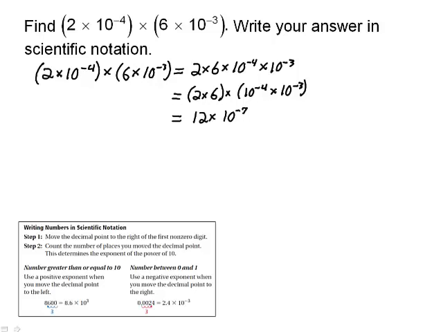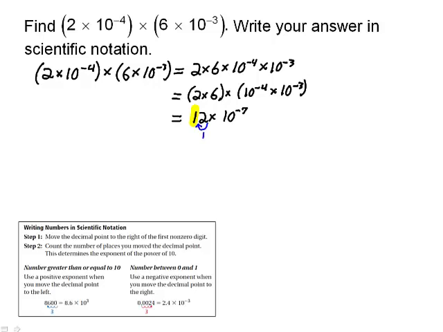For a number between 0 and 1, you use a negative exponent when you move the decimal point to the right. So, we need to move the decimal point to the right of the first non-zero digit, which in this case is the 1 in the tens place. Count the number of places the decimal point will move. 1. The decimal point will move 1 place.